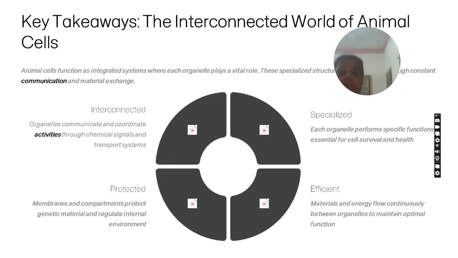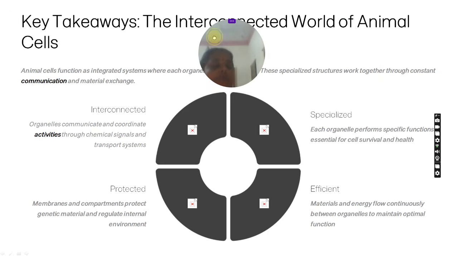Key takeaways: the interconnected world of animal cells. Animal cells function as an integrated system where each organelle plays a vital role. These specialized structures work together through constant communication and material exchange. They are interconnected. Organelles communicate and coordinate activities through chemical signals and transport systems.